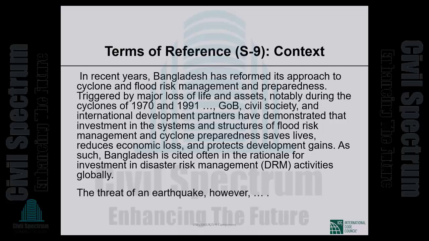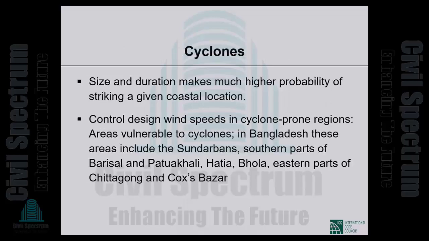And then the World Bank document goes on to say that earthquakes are a different story, and that much of S9 is devoted to what do we do about earthquakes. But it is good to know that Bangladesh has been successful, very successful, in containing the effects of cyclones, which are relatively not uncommon in the country. So size and duration of cyclones makes much higher probability of striking a given coastal location, unlike tornadoes, okay, which are unlikely at a particular location.